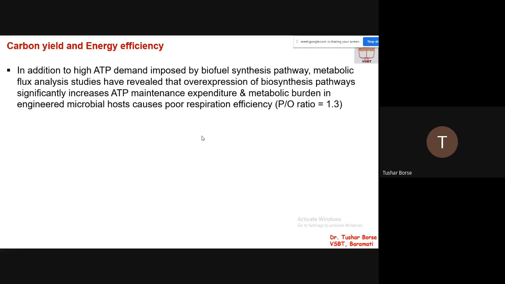Now when the energy is being diverted toward the production of that compound, the energy which is actually required for the growth and the maintenance will decrease. So those particular types of microbial system or the host will have a very poor respiration capability. In that case, the P by O ratio could decrease to 1.3. And if the P by O ratio is decreasing, your cell is not functioning properly, and maybe eventually the cell may undergo death.